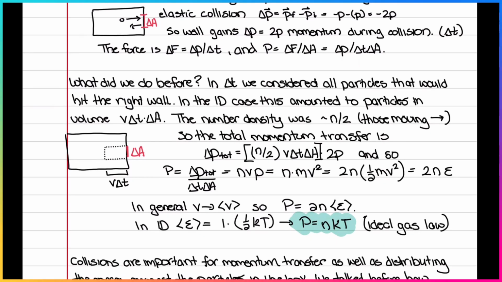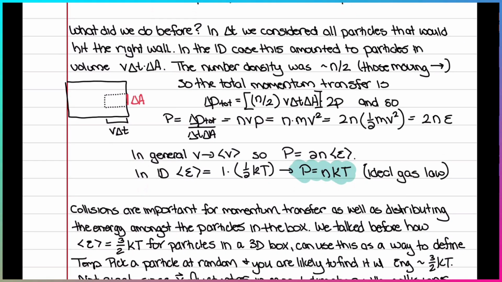Now, what did we do before? It was more than one particle. If there are many particles in the box, and again, we stuck with 1D to help our intuition, we had half the particles moving to the right and half moving to the left. So if there are n total particles, the number density is n over the volume of this box. Half of them, n over 2, are moving to the right, and the other half are moving to the left.